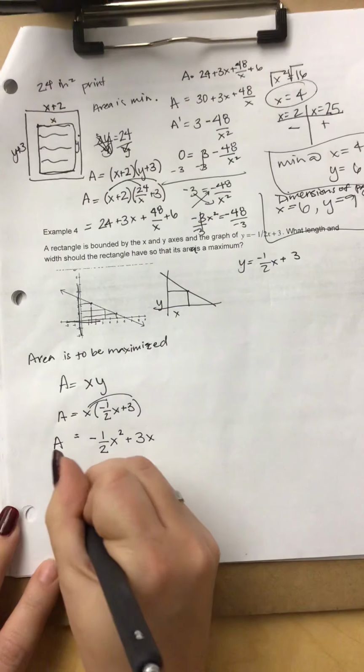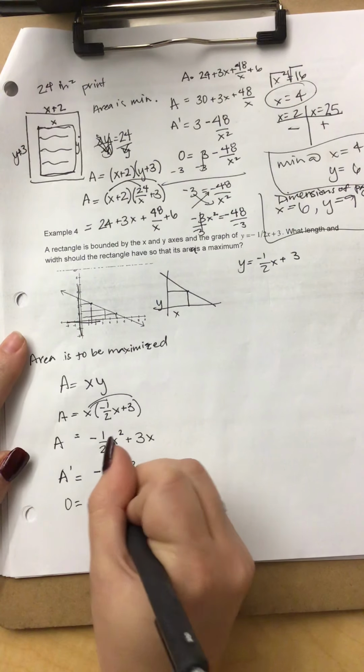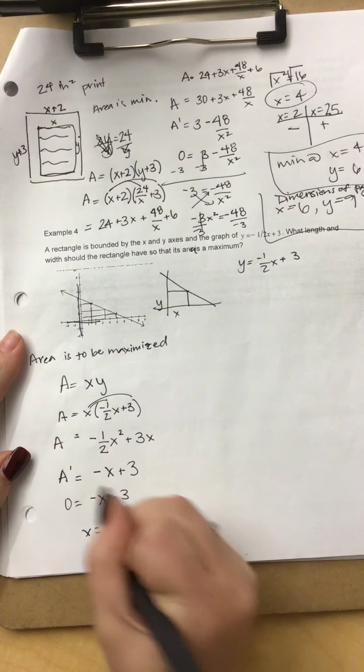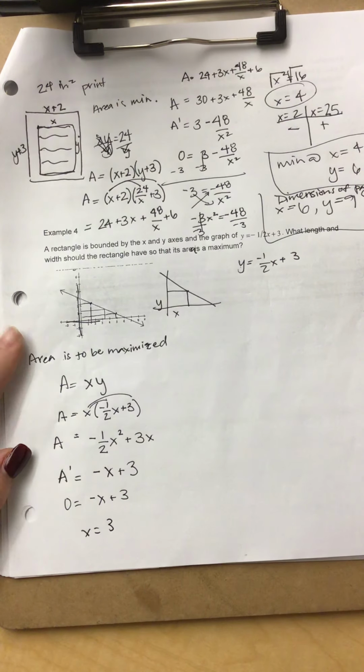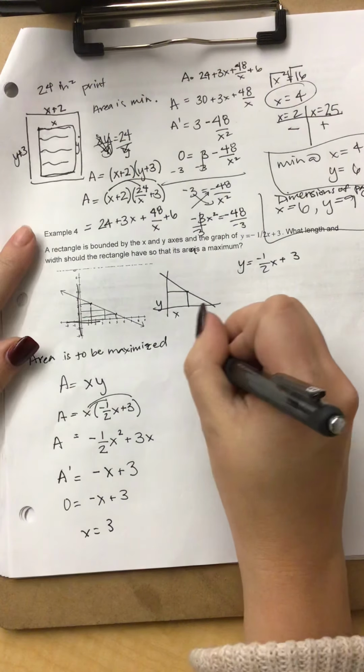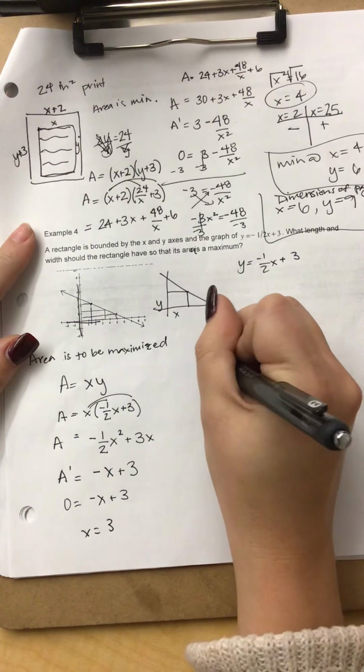Set it equal to 0. Wow, we're practicing. So x is equal to 3. Now I've taken the derivative, set it equal to 0, and I've got my critical points. What do we do? Sign chart. Second derivative.